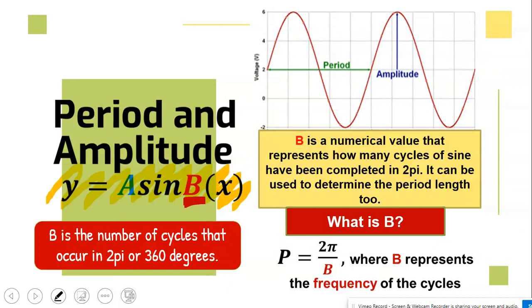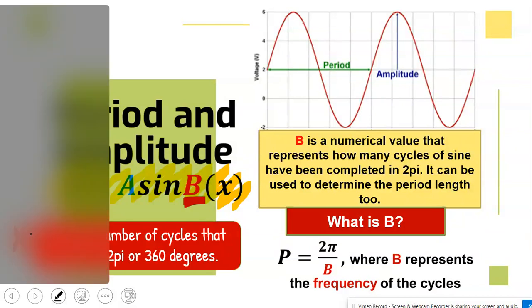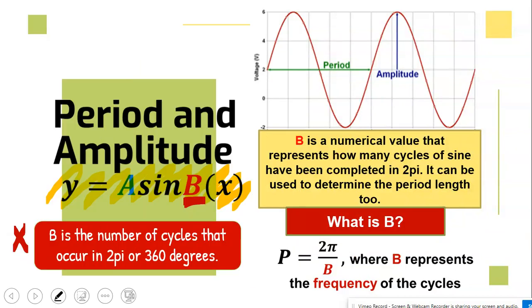What does B mean? I want you guys to write down that B is the number of cycles that occurs in 2 pi, or the number of cycles that occurs in 360 degrees. So how many cycles of sine are going to happen in 2 pi radians or 360 degrees? B is a numerical value that represents how many cycles of sine are completed in 2 pi. It has to be completed cycles.